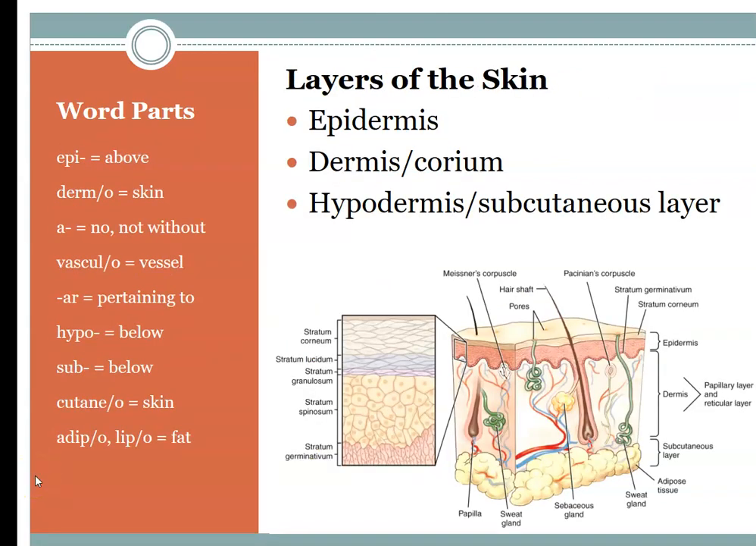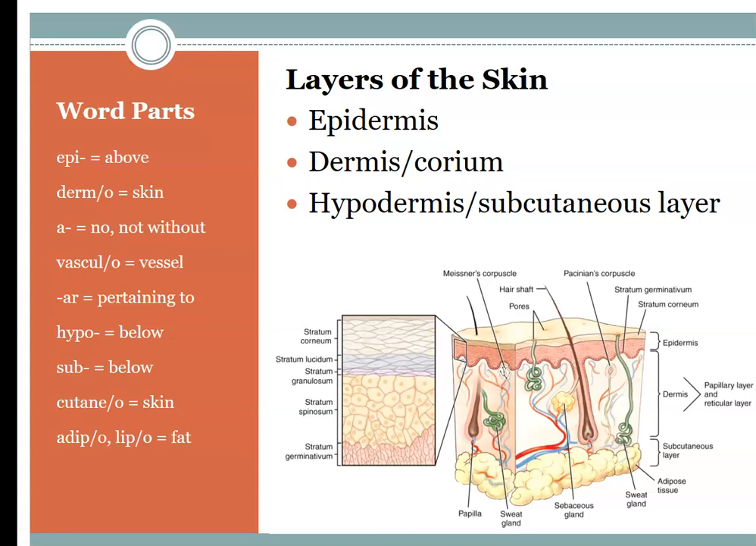The skin is arranged in layers. The top layer is the epidermis. Epi meaning above or upon, and derm for skin, and the is is for structure. Hence, the epidermis is the top layer of skin. It is avascular, meaning that it has no blood supply.